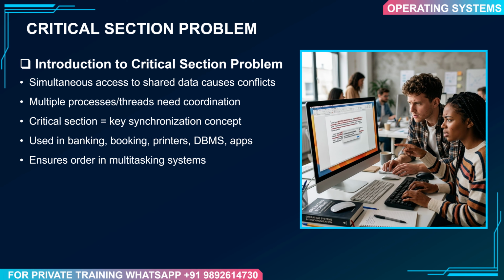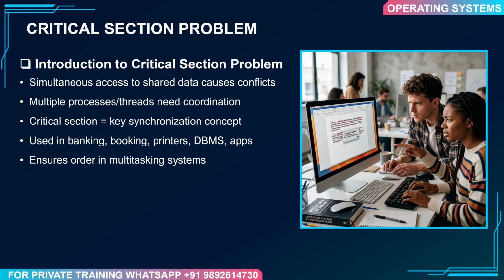This same kind of problem happens inside an operating system when multiple processes or threads try to access shared data together. They may all be running correctly on their own, but the moment they touch a common resource without coordination, problems begin. This is where one of the most important ideas in synchronization comes into the picture: the critical section problem.